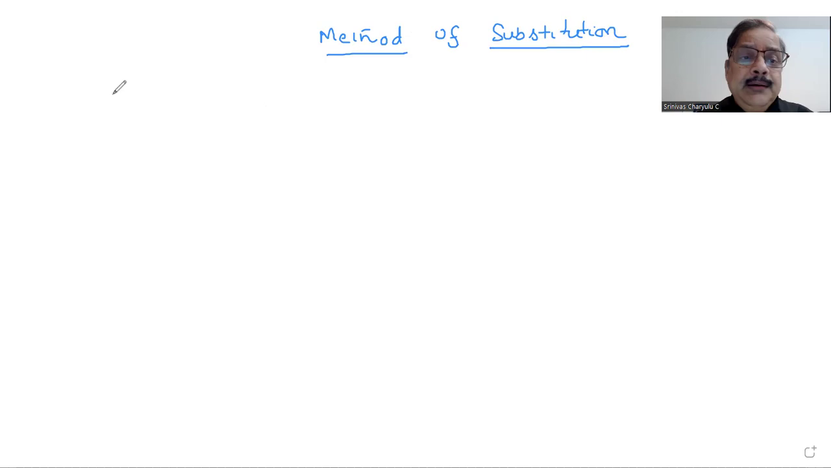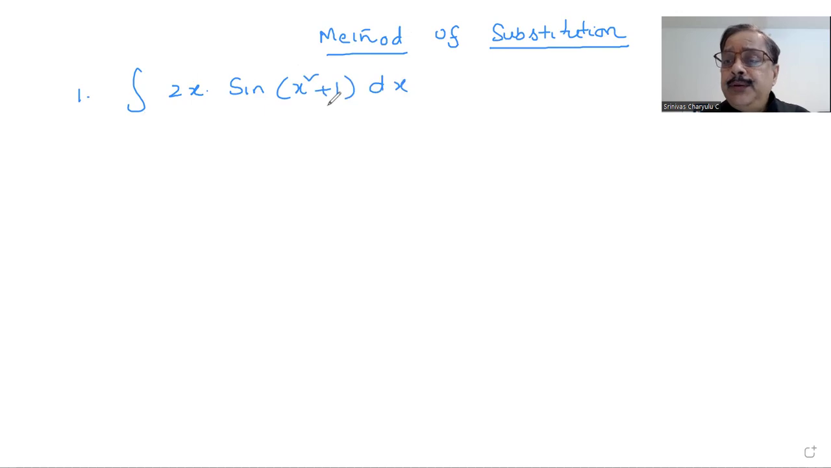Let us see. Integral 2x sine of x square plus 1 dx. This is the sum given to us. Here, substitution we have to use, because this is looking like two functions multiplying. 2x is there, sine of x square plus 1 dx is there. So better we simplify this sum by utilizing the substitution method.